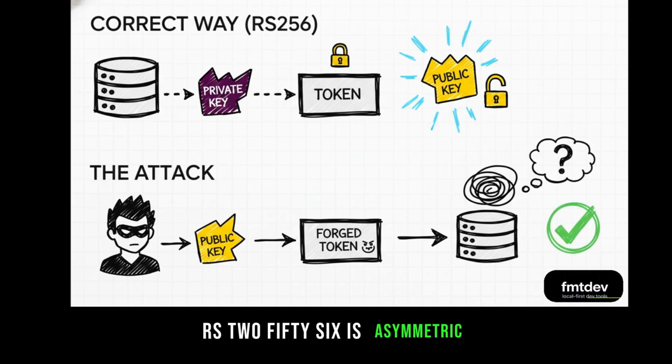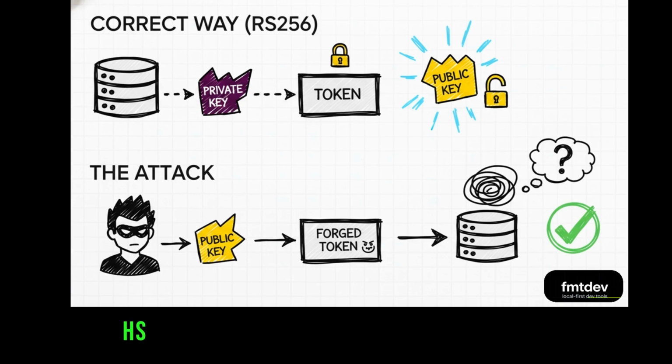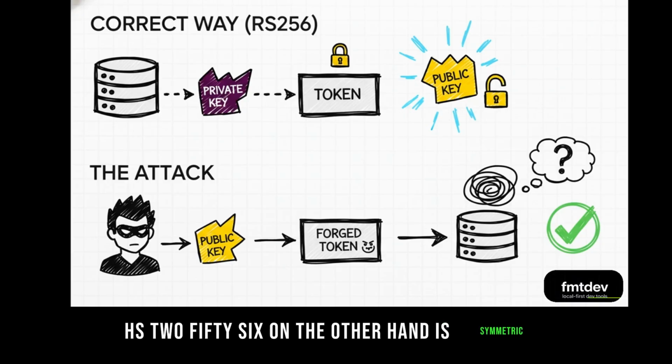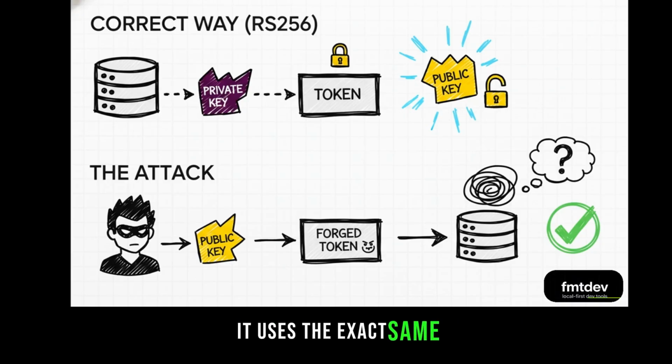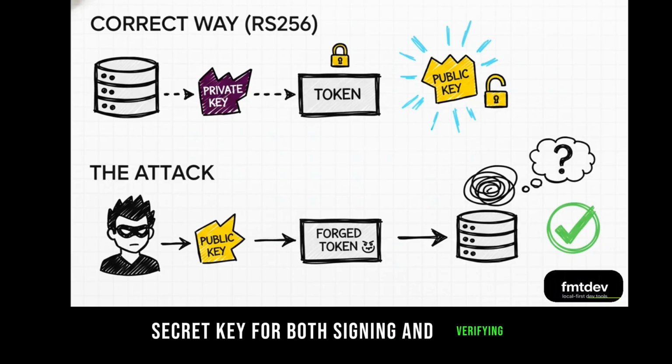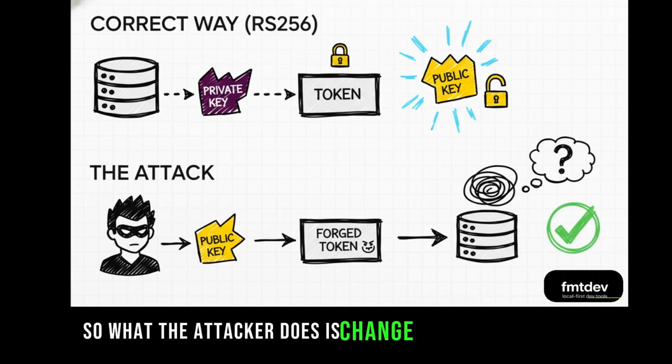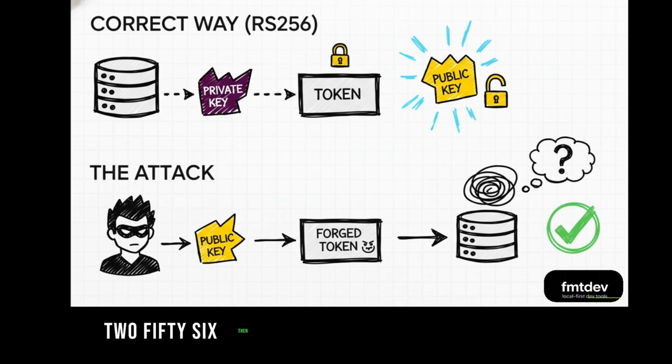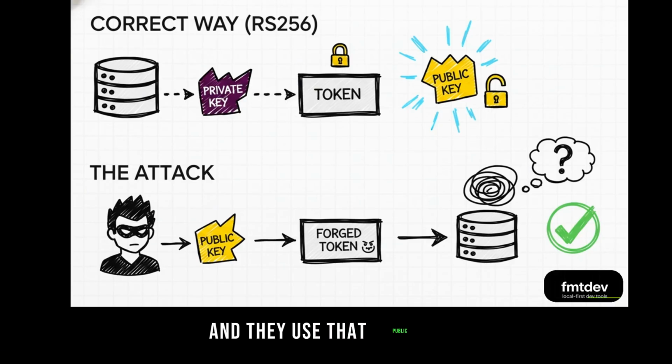Okay, let me break this down because it's wild. RS-256 is asymmetric. That means it uses a secret private key to sign the token, but a totally separate publicly available key to verify it. HS-256, on the other hand, is symmetric. It uses the exact same secret key for both signing and verifying. So what the attacker does is change the algorithm to HS-256. Then they grab the server's public key, which is often easy to find, and they use that public key as the secret to sign their fake token.